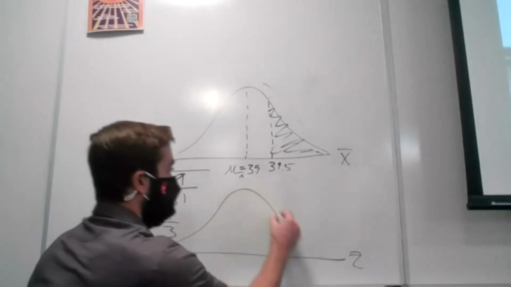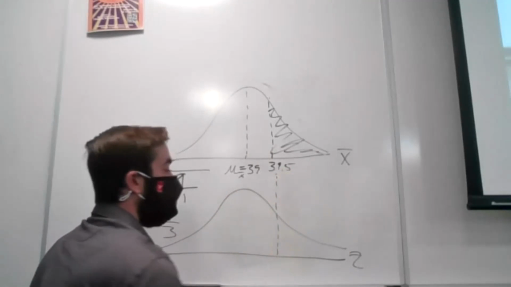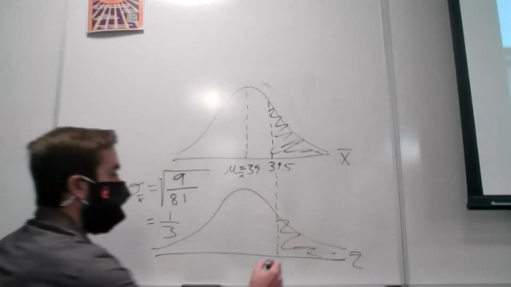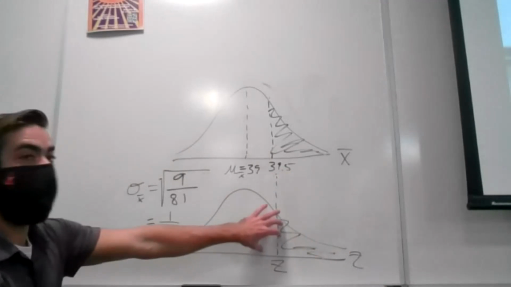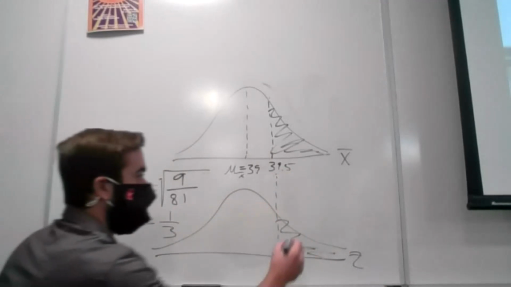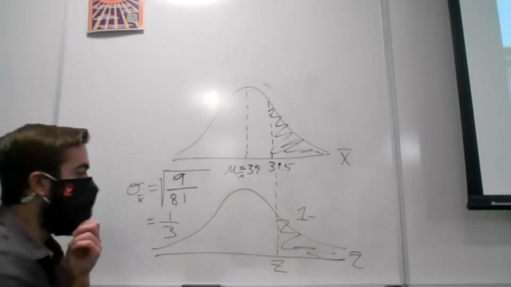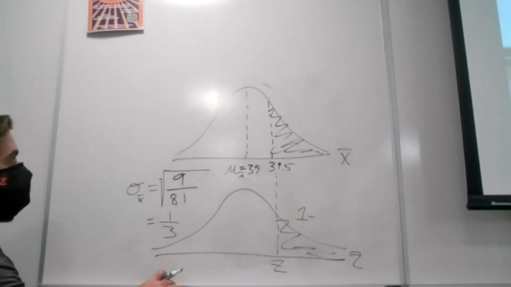So what we'll do is convert this cutoff value we're interested in into a z-score. We want the area to the right. When we look up this z-score in the table, we find the area to the left. We would then subtract that from 1, and we'll have our answer. So how do I find this z-score?